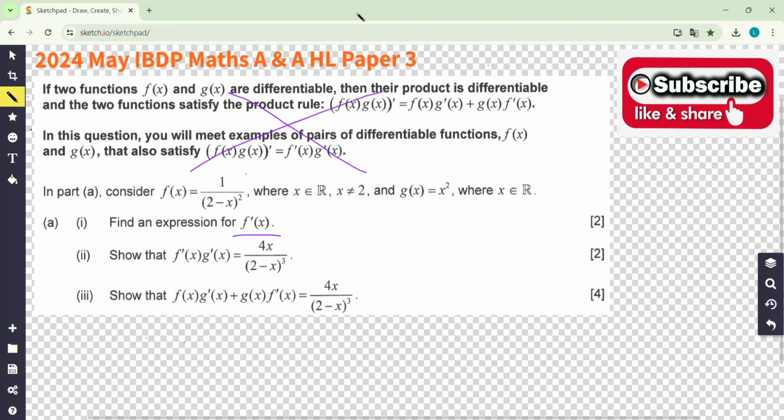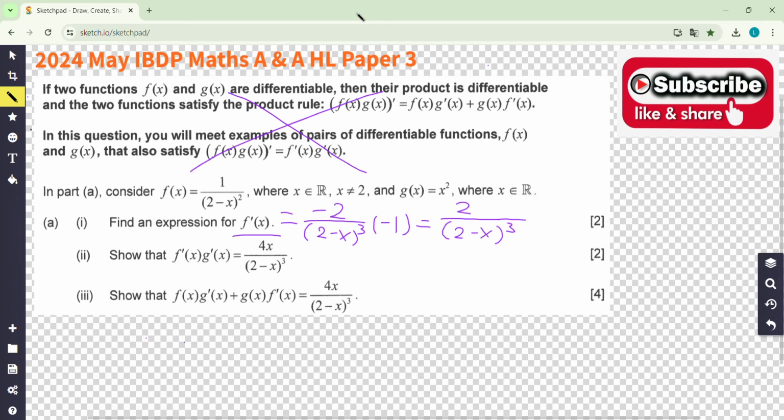f(x) is here, right? Find an expression, so just take the first derivative. Take out the negative 2, then (2 minus x) cubed, and then differentiate negative x. Then group them together, it is 2 over (2 minus x) cubed. That's it, okay?